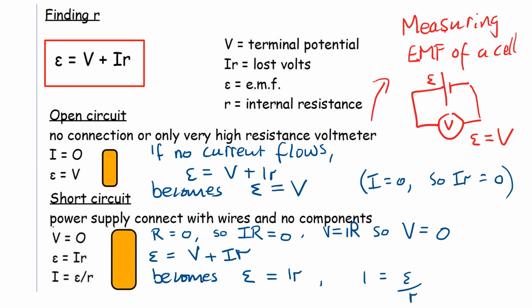In the short circuit situation, the load resistance is going to be equal to 0. So big R equals 0. So I times big R equals 0. V equals IR, so V equals 0. So there's 0 terminal potential difference. And then if we look at the equation, the EMF must equal I times little r, because V goes to 0. And so therefore, I, the current, is equal to the EMF divided by the internal resistance of the cell.